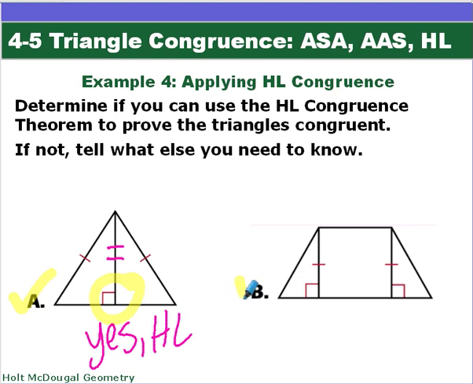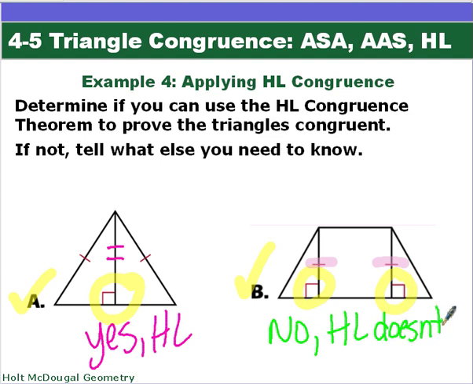Now let's look over at B. Again, we have a right triangle, so that's the first start. We can look at using hypotenuse leg. We only have markings here for one side being congruent, or one leg being congruent. We don't know about the hypotenuse. So in this case, we have to say no. We can't use hypotenuse leg to prove congruence. We don't have enough information. We'd have to know the hypotenuses. If these were marked as congruent, then we'd be good to go. But they're not, so we can't.